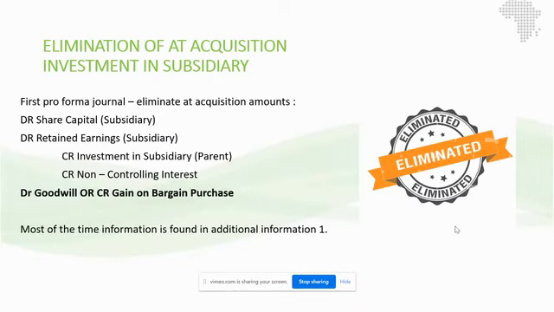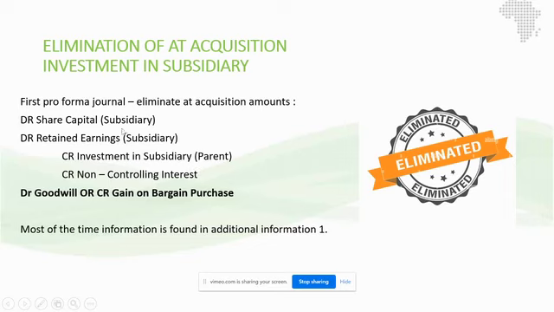That's the first thing that we spoke about, all the frameworks. Moving on, we talk about elimination of the at acquisition investment. This is a standard journal, your first pro forma journal. You need to know the format of it, what accounts are debited and what accounts are credited. This does not change. The only line item that is based on the information would be whether you're going to have goodwill or a gain on bargain purchase.